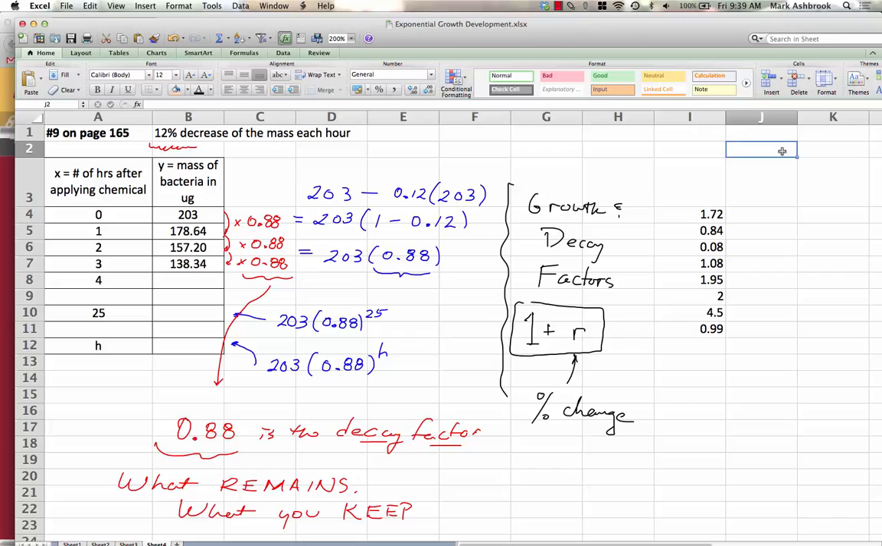So if it's 0.84, what's the 0.84? Is that the percent change? The 0.88, was that the percent change? So that's how much you keep. So you need to figure out what 0.84 is. No, that is the percentage kept. You want the percent change.